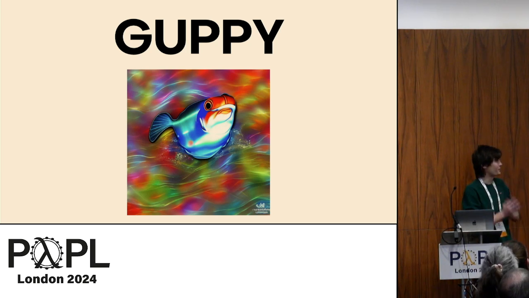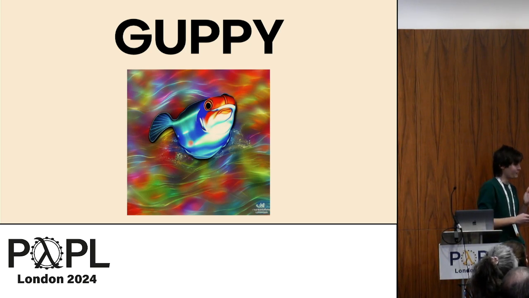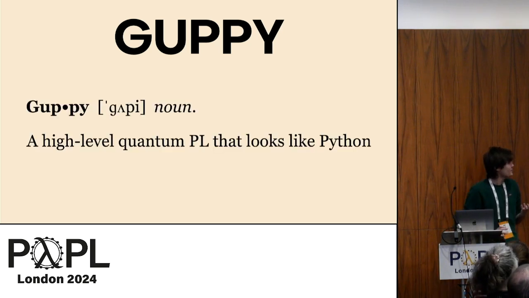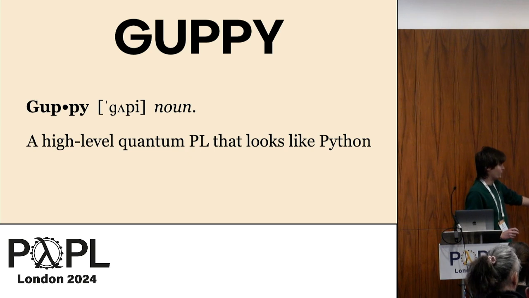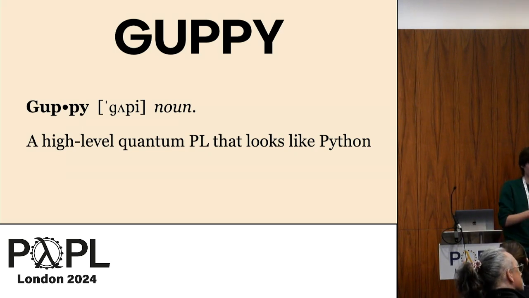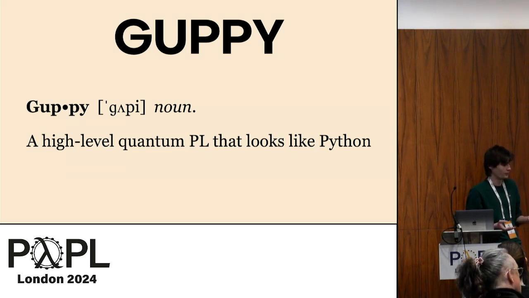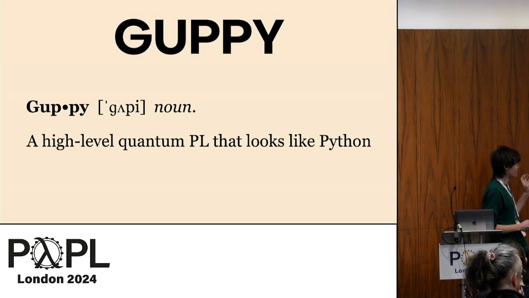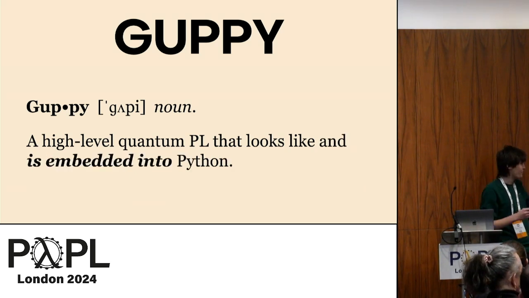What we try to do with Guppy is give people the best of both worlds. What Guppy is, it's a high-level quantum programming language that looks just like Python. So we're targeting people who really like Python and the Pythonic way of programming, but who also want to use some of these more fancy features like mid-circuit measurement, classical control flow, and so on. In fact, since we want people to actually use Guppy, we go one step further and say it doesn't just look like Python, it's actually embedded into Python.